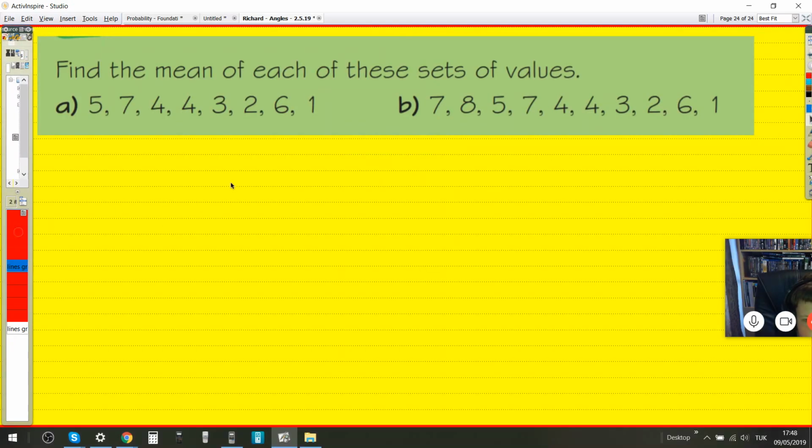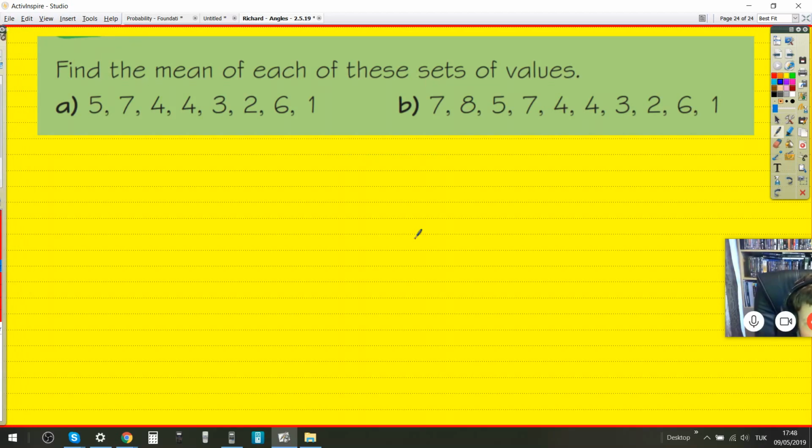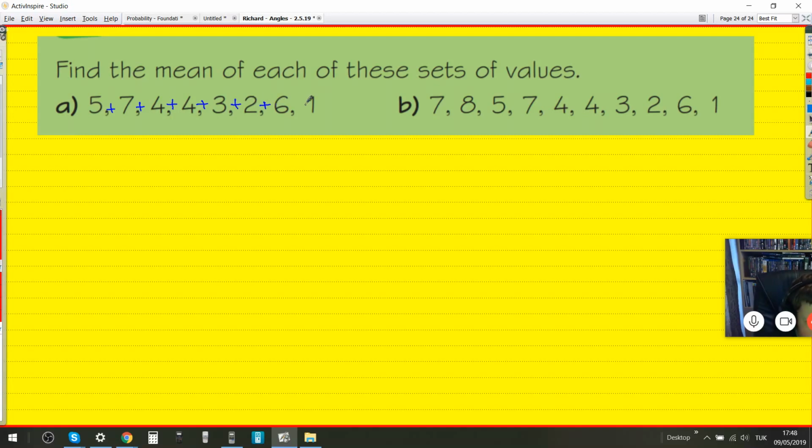Try part A. So we add them all up. So 5 plus 7 plus 4 plus 4 plus 3 plus 2 plus 6. So, double 4 is 8. 8 plus 7 is 15. 15 plus 5 is 20. 20 plus 3 is 23. 23 plus 2 is 25. And then 25 plus 6 is 31. And 31 plus 1 is 32.